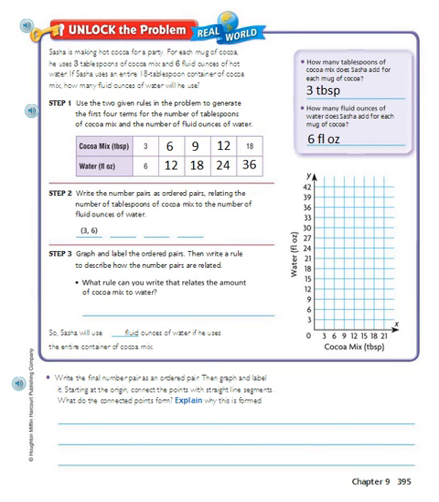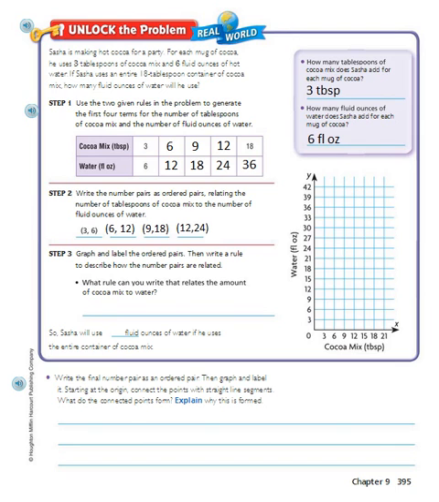So, they already did the first one. 3, 6, 6, 12, 9, 18, 12, 24. We're going to skip 18, 36 for right now. Step 3 asks us to graph and label the ordered pairs. On this graph, they already put the numbers on it and the labels.